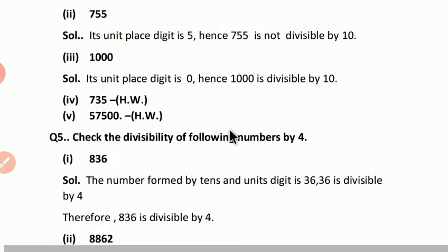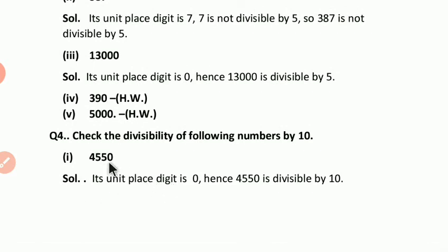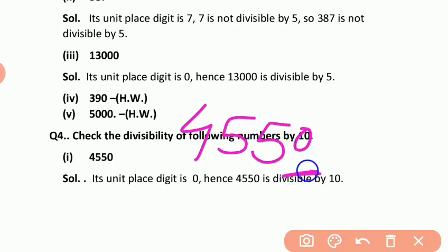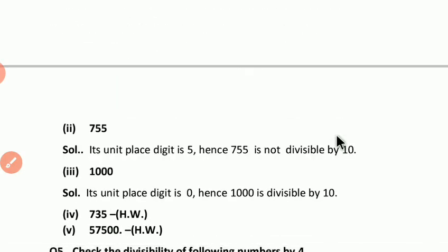Now, for the ones place, its unit place digit we have to see. Which is the unit or ones place digit given here in 4550? 0. It means if 0 is given, then 4550 is also divisible by 10. For divisibility by 10, there should be 0 in the last or the unit or the ones place. 755. Its unit place digit is 5. Hence, you can see that here 5 is given on unit place digit, and which is not the condition for divisibility of 10. Hence, 755 is not divisible by 10.